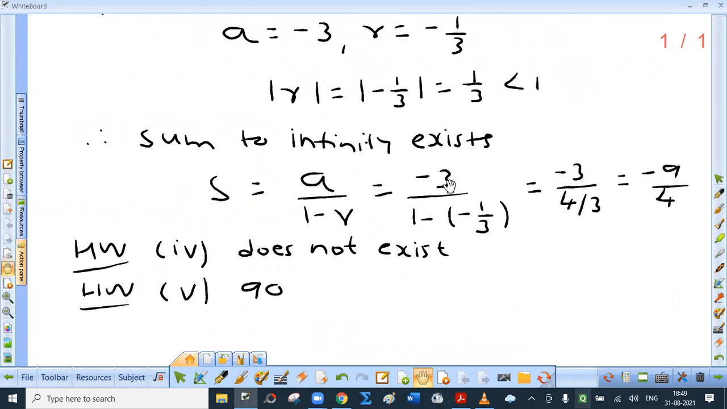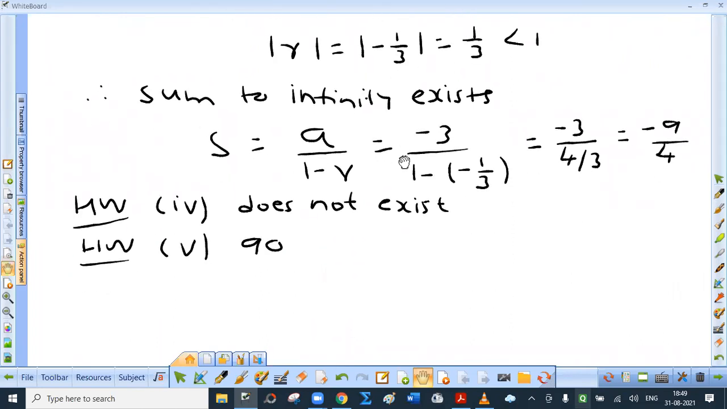Now some students put r equal to 1 by 3. No, you are not supposed to put mod r. You are supposed to put r, which is minus 1 by 3. So on simplification, you get minus 9 by 4. Fourth, some homework here, sum to infinity doesn't exist. Fifth one, it does, and answer is 90.